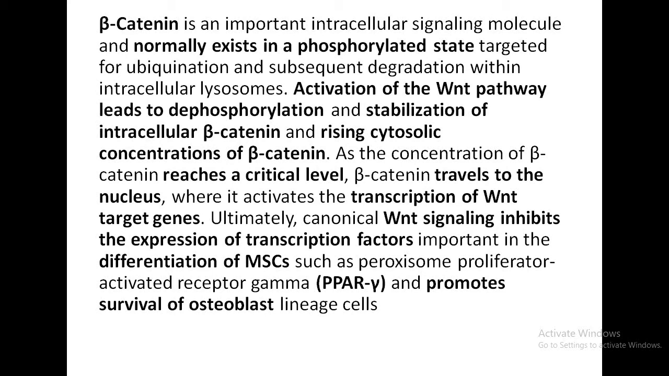So when the WNT pathway is activated, it leads to dephosphorylation and stabilization of the beta-catenin. Hence the beta-catenin concentration increases inside the cell. After a critical level, it travels to the nucleus. Then it activates the transcription of WNT target genes. And it inhibits the expression of transcription factors important in the differentiation of MSCs, such as PPAR gamma, and it promotes the survival of osteoblast lineage cells.